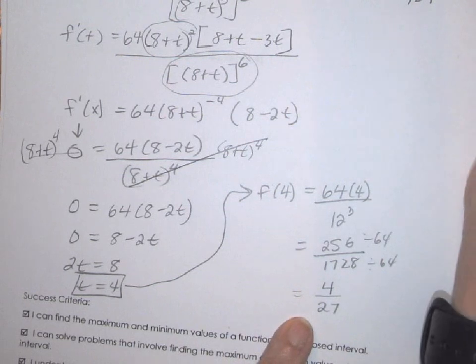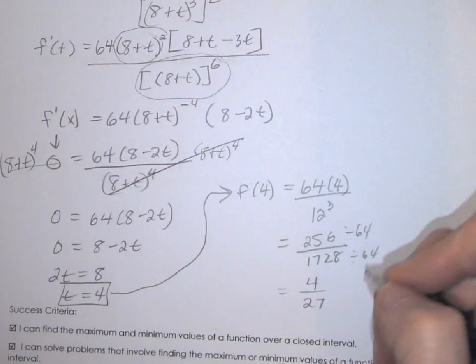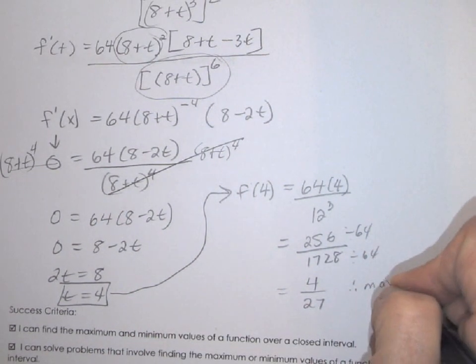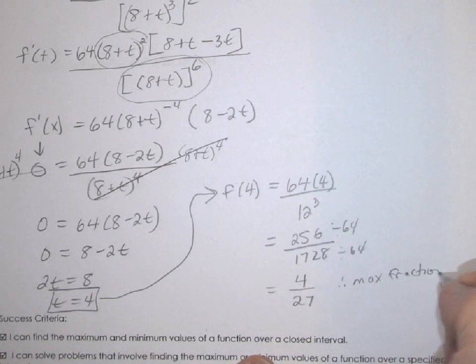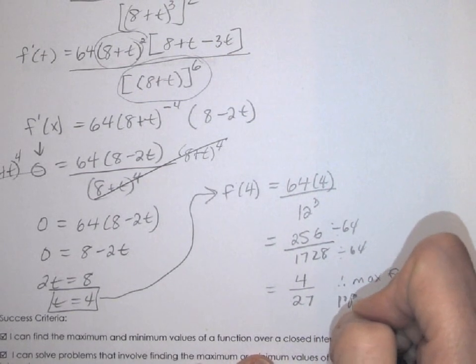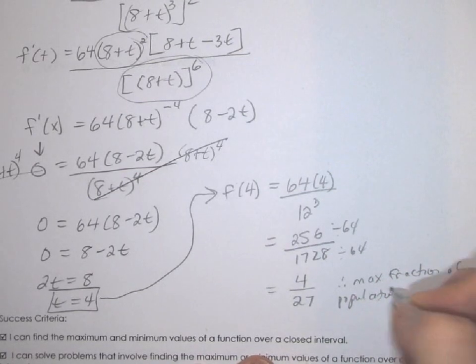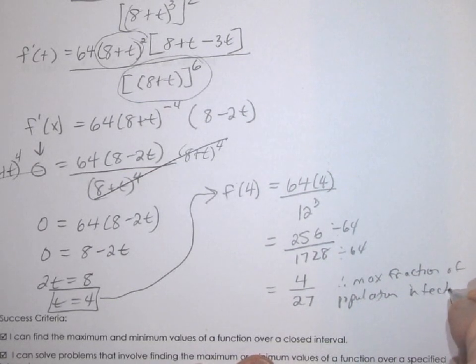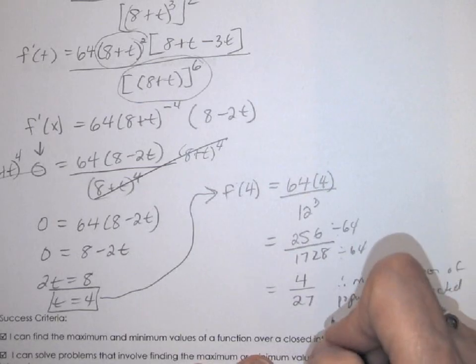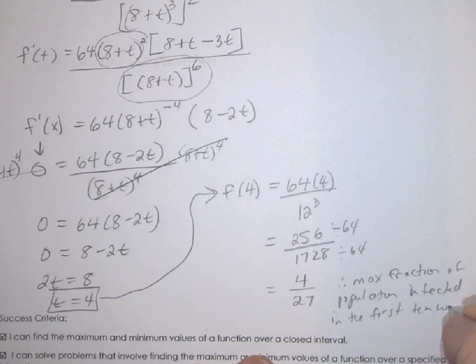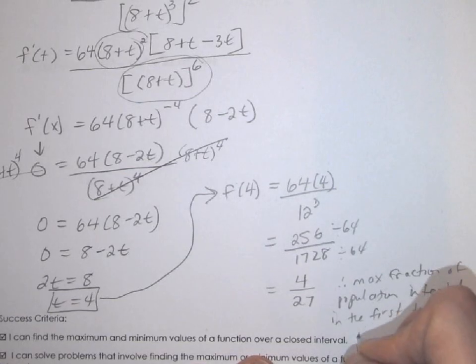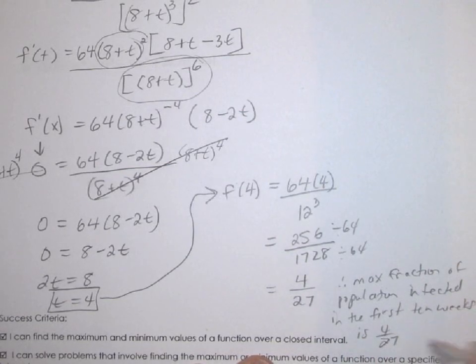So determine the maximum fraction of the population. So therefore, the max fraction of the population infected in the first 10 weeks is 4/27 of the population.